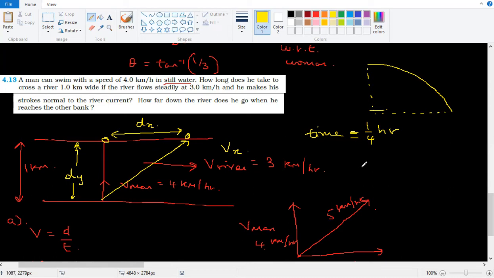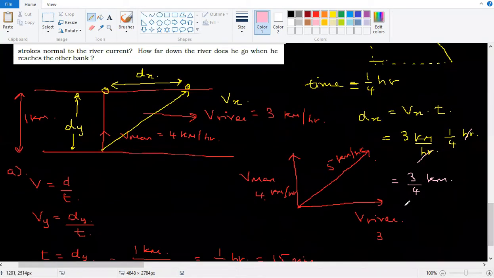So the distance is equal to velocity into time. Velocity is 3 km per hour. Time is 1/4 hour. So I can cancel the hour and hour, and I'll be getting 3/4 kilometers. What this means is he will not be landing here. He will be landing 3/4 of a kilometer away from this point, or you can say 0.75 kilometer.